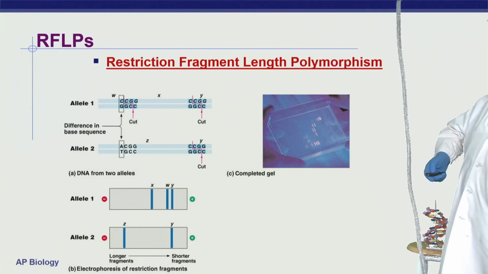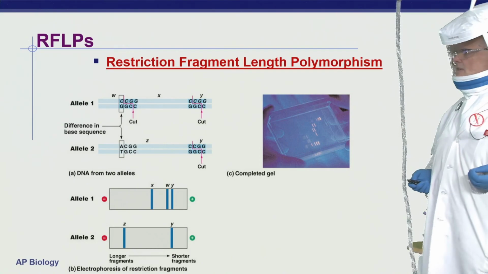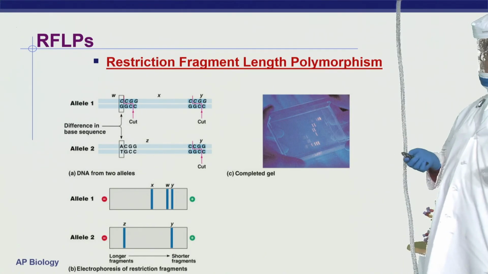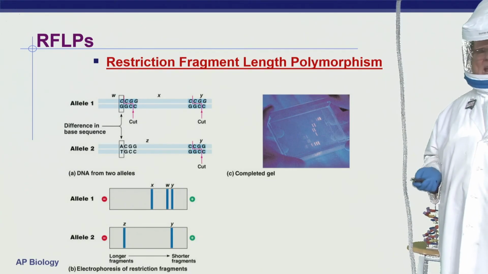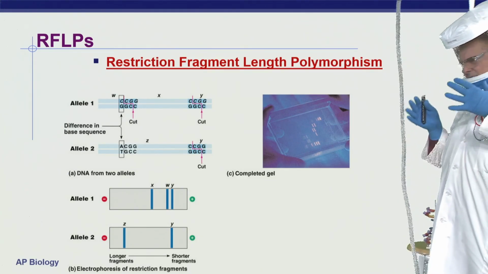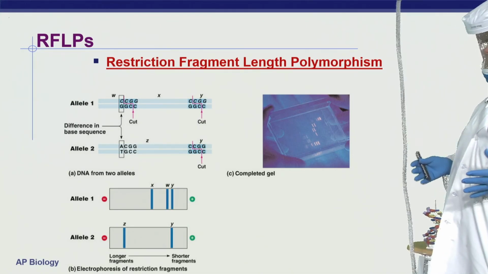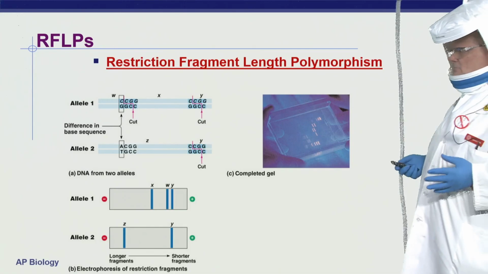And it's all based on these restriction fragment length polymorphisms. Now we refer to them as alleles, but in actuality we don't know that that fragment codes for a specific gene. We just know that it is a fragment.